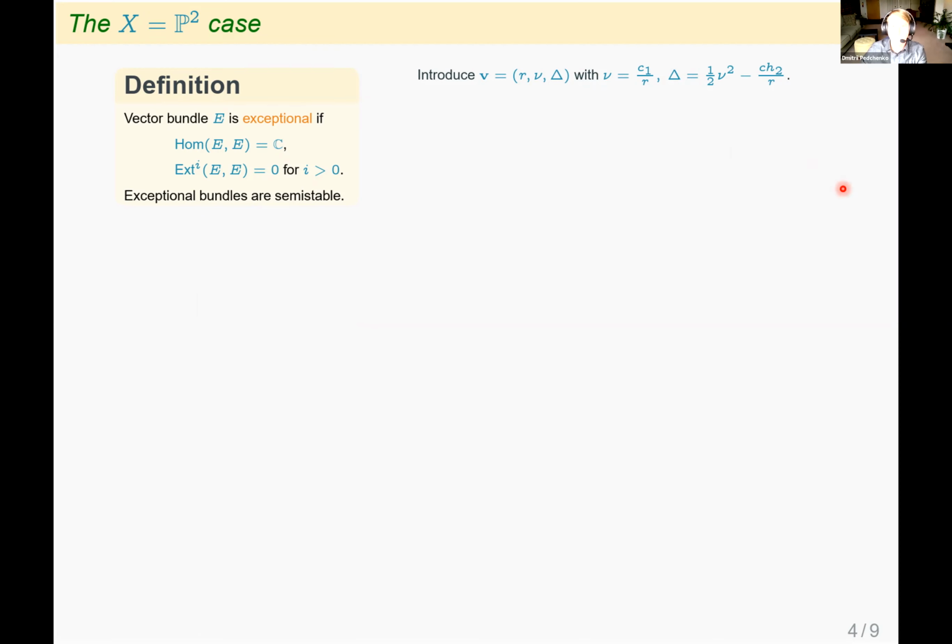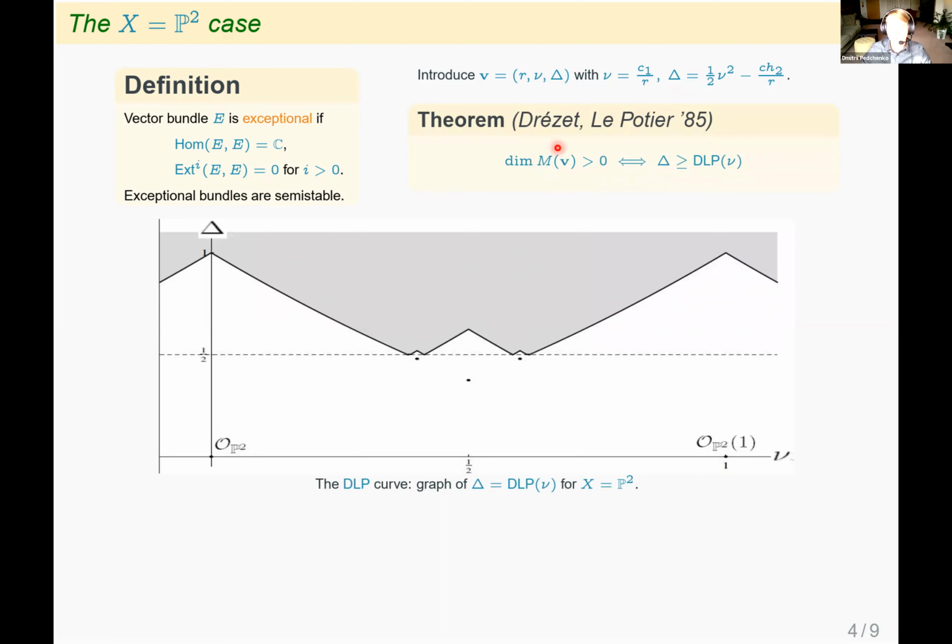So with this notation and this definition, we have the following theorem of Drézet and Le Potier, and here you can see precisely the curve which was discussed during the previous talk, but not shown. What Drézet and Le Potier proved in '85 is a characterization of when the moduli space is positive dimensional purely in numerical terms. Their theorem states that in order to have a positive dimensional moduli space, the Chern character v should satisfy some numerical inequality: the discriminant should be greater or equal to some function of the total slope, which I call DLP for Drézet-Le Potier.